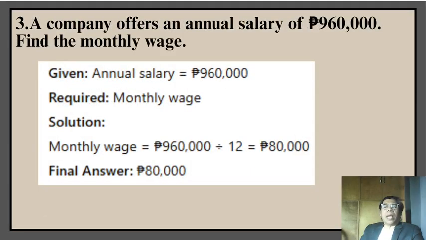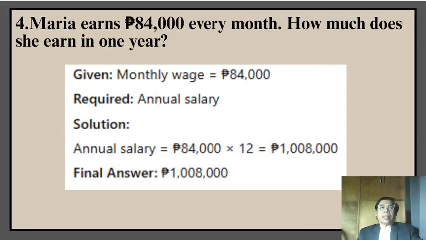Number 3, a company offers an annual salary of 960,000 pesos. Find the monthly wage. Given annual salary, 960,000 pesos. Required, monthly wage. So solution: monthly wage is equal to 960,000 divided by 12. So the final answer is 80,000 pesos.